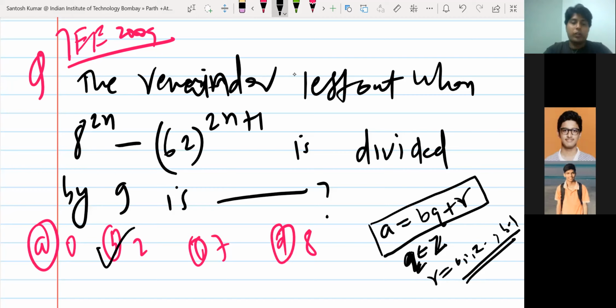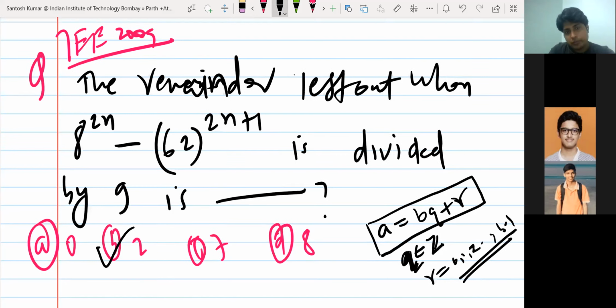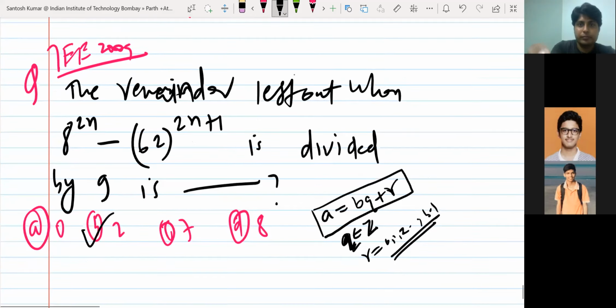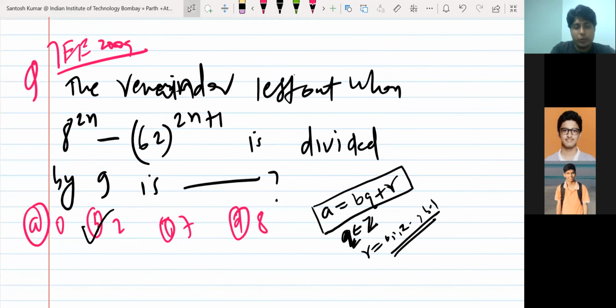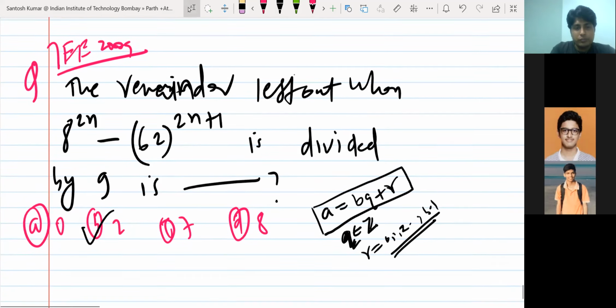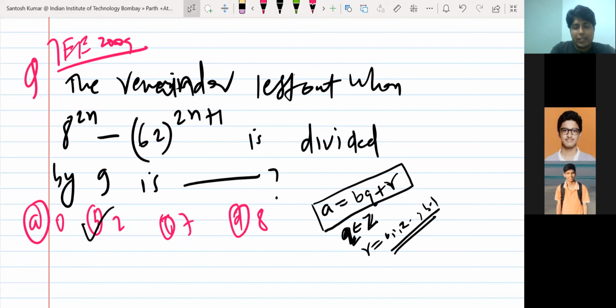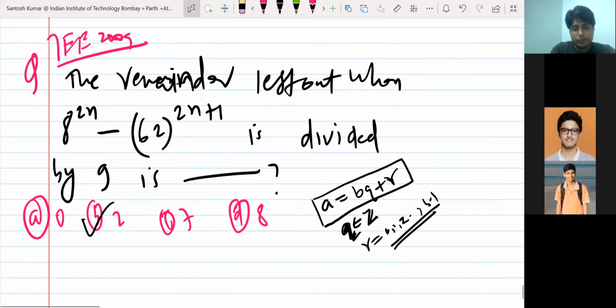So what do you do? What if you put n equal to 1, suppose? Or n is equal to 0? But n is a natural number. Why do you want to put 0? We mostly take n as a natural number.